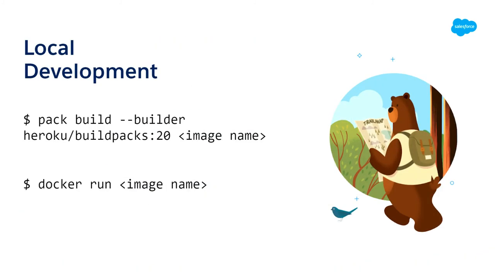In addition to that, as part of the Cloud Native Buildpacks project, there's actually a tool that is provided called Pack, which is a local CLI that allows you to build container images locally, as well as, once you've had those images, you can actually go ahead and run them.